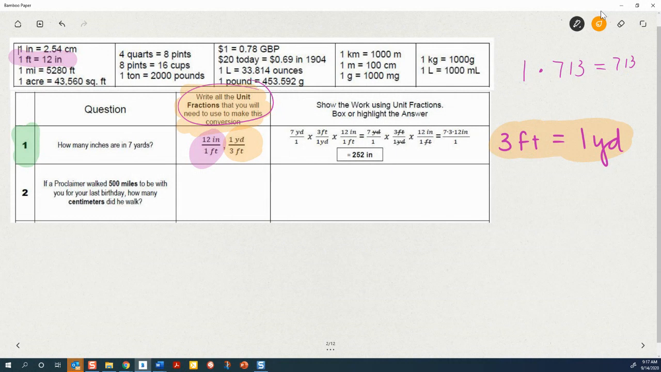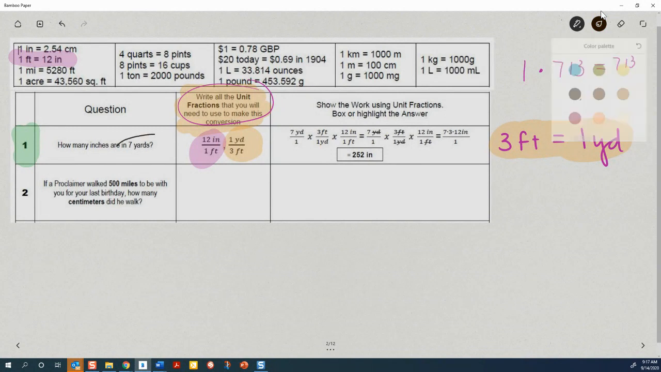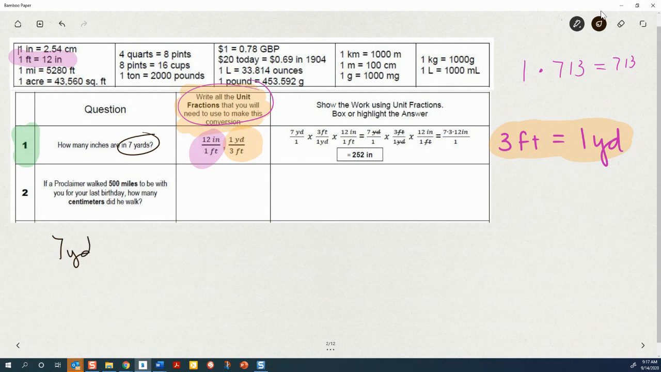Next, to show your work using unit fractions, here's the process. Even though it's typed in here, I'm going to write it also just to make it nice and big for you so that there's no question about how to write these. Here's how the process works. You start with what you're given, in this case, 7 yards, and always include the unit. Write that 7 yards over 1. It always starts over 1. Next, we're going to multiply by a unit fraction, one of these 2, or their reciprocal. That's where we flip it.